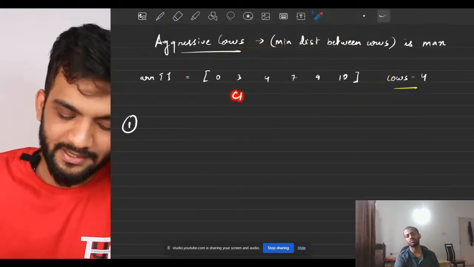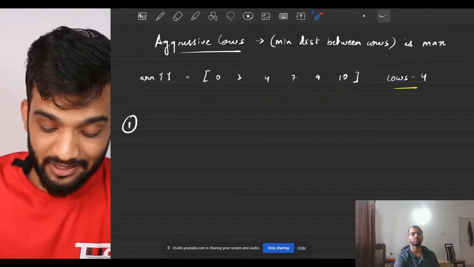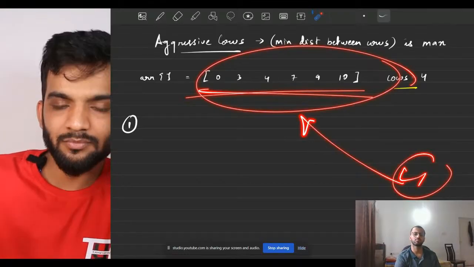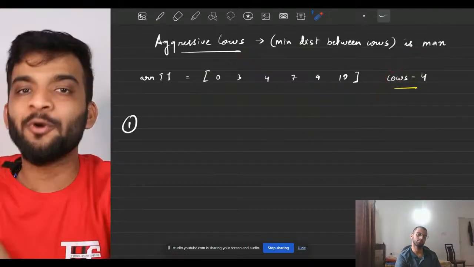You will be like, I can place it here, I can place it here, I can place it here, or I can place it here. In any of the stalls, cow 1 can go. But what is the ideal scenario? Where should you put it? You want to put 4 cows.